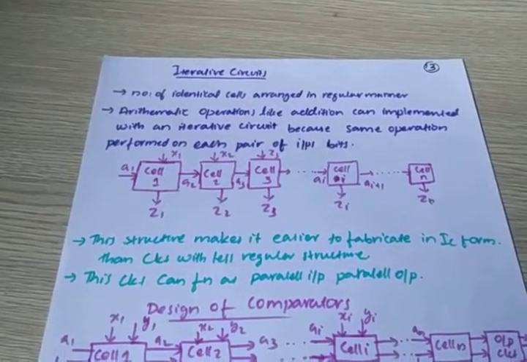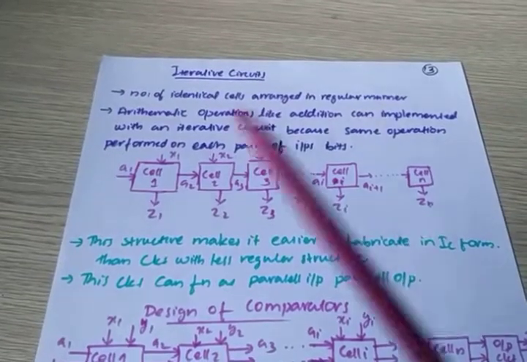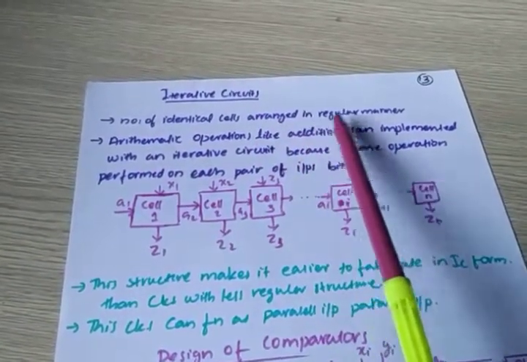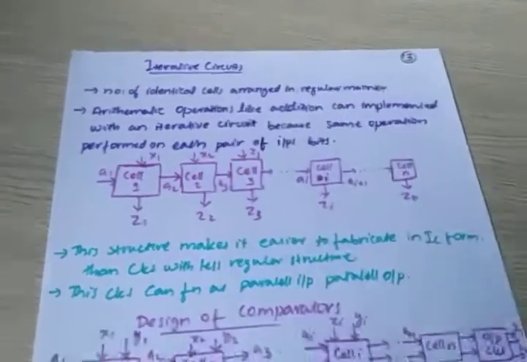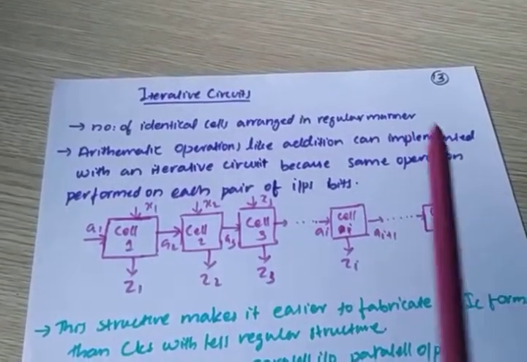Today I will discuss iterative circuits. Okay, what are iterative circuits? See, a number of identical cells are arranged in a regular manner. This is called an iterative circuit. In an iterative circuit, we have a number of cells that are arranged in a regular manner.